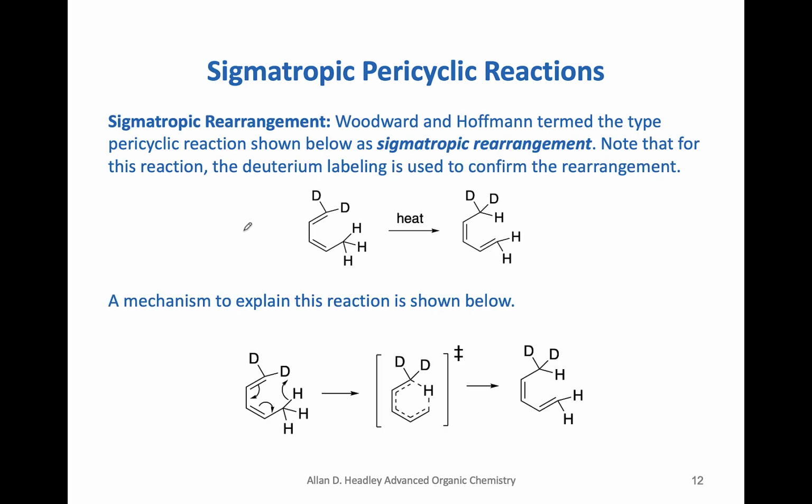Let us look at the next type of reaction known as the Sigmatropic Rearrangement. This term was coined by Woodward and Hoffman, two noted chemists of this type of chemistry. So for this reaction, here's a classic example. Notice that this is your starting material and it's labeled right here with deuterium.